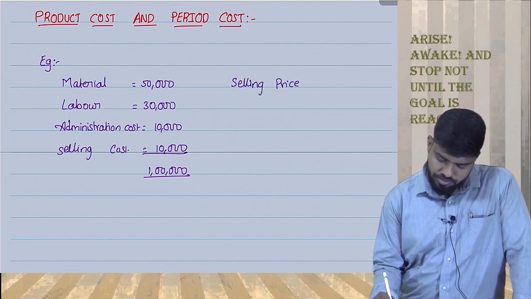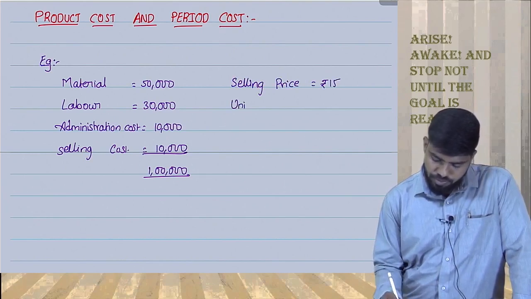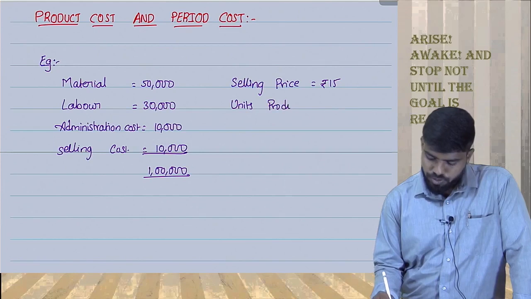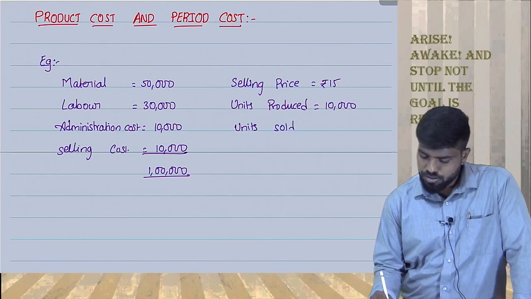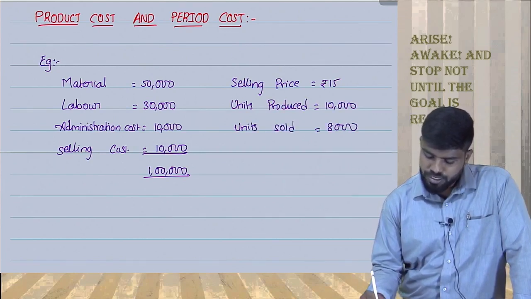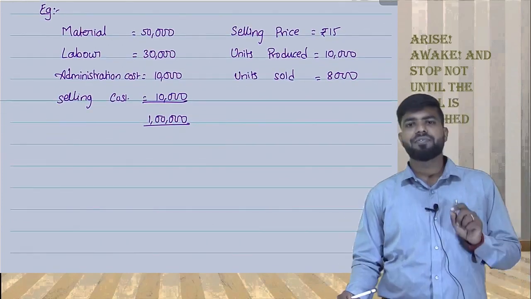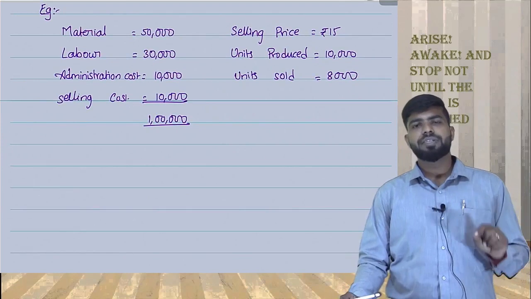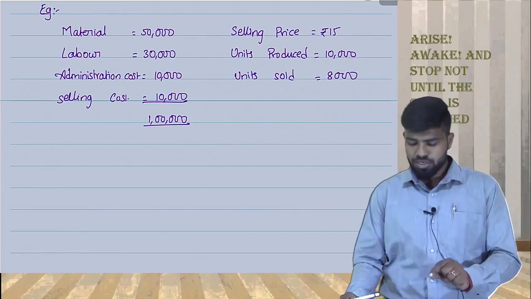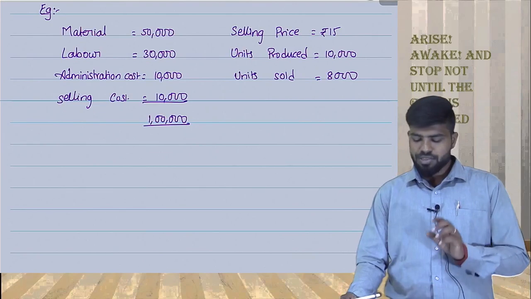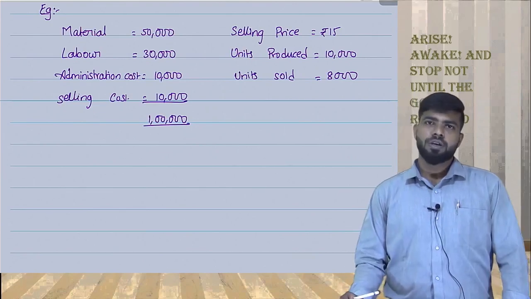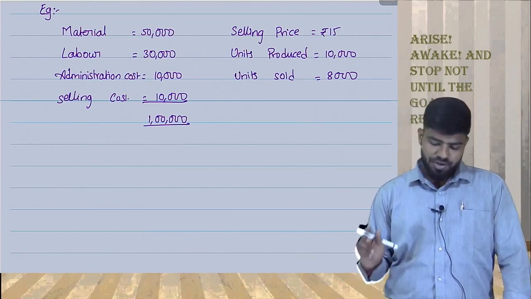Selling price equal to 15, units produced equal to 10,000, units sold equal to 8,000. I am just taking an example. If you look at the example, material 50,000, labor 30,000, administration cost 10,000, selling cost 10,000, selling price 15 rupees, units produced 10,000, units sold 8,000. Now we need to calculate the profit.